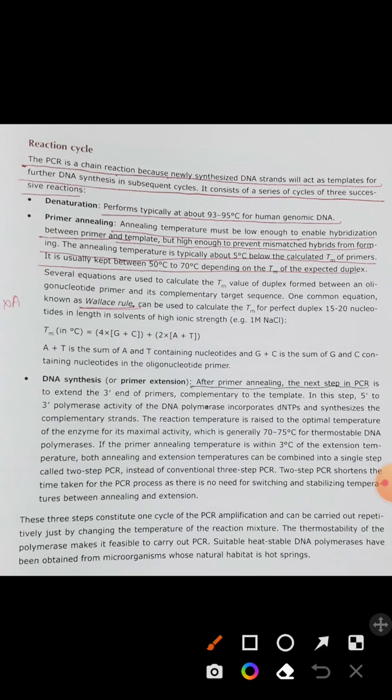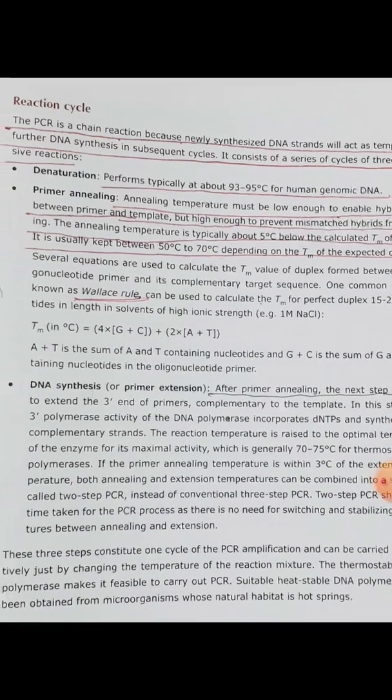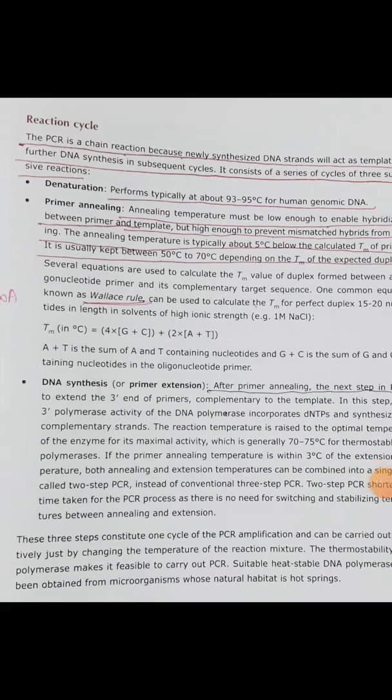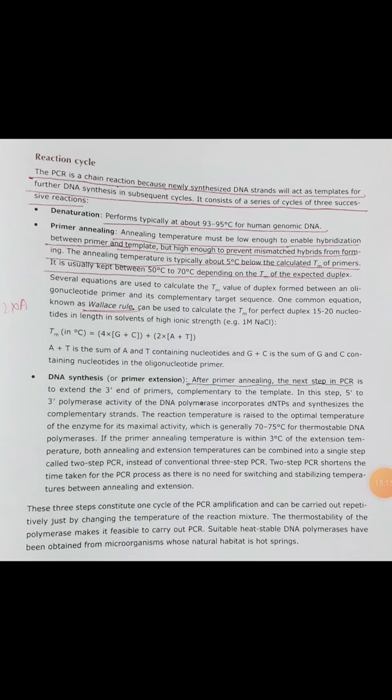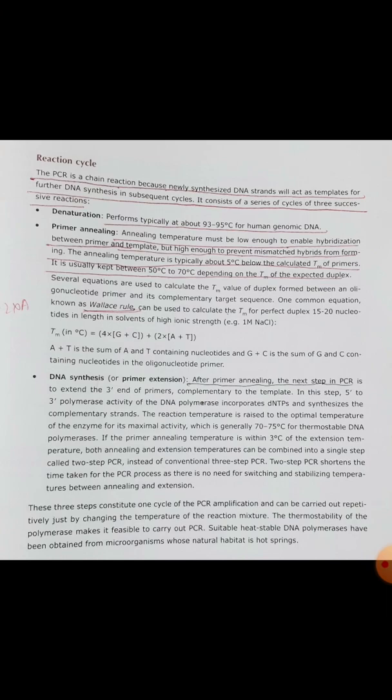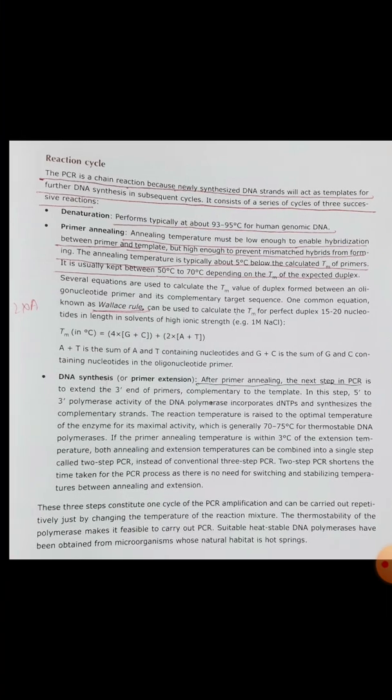So remember, in each cycle PCR has 3 steps. One is the denaturation step, another one is primer annealing, and the last one is DNA synthesis or primer extension. So let's focus on denaturation. You can simply take a screenshot of this. I am going to explain the entire step with the help of a diagram. I think it will be very useful to you rather than knowing the entire thing theoretically. So let's start.